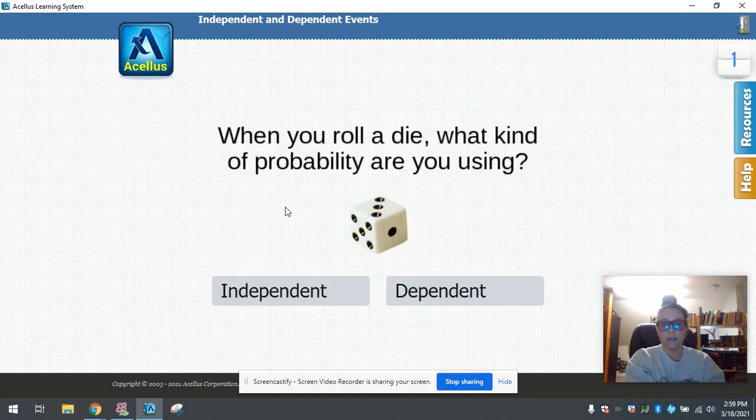When you roll a die, what kind of probability are you using? Well, rolling that die is not dependent on anything else. We're not waiting for a second roll. We're not doing a whole bunch of different dice. We're just rolling one single die. So it's independent.